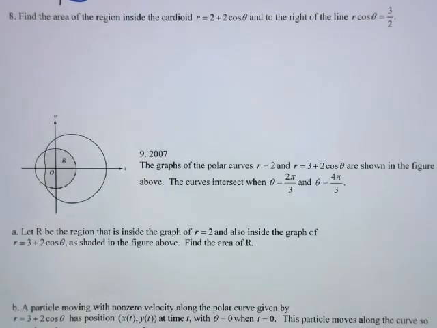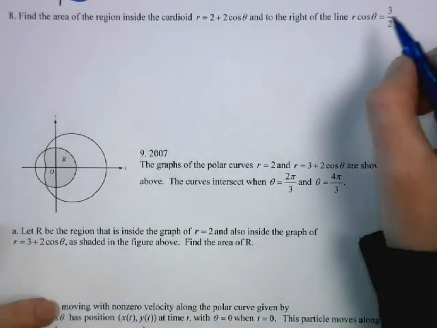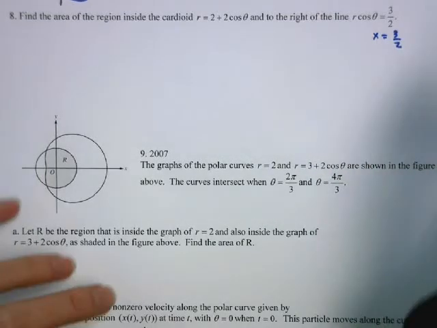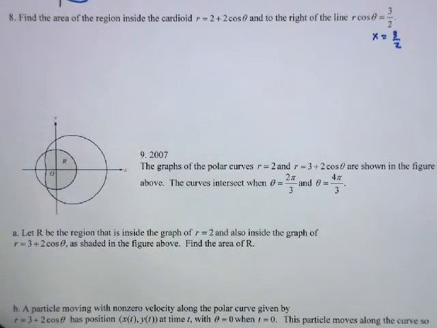Alright, find the area of the region inside the cardioid r equals 2 plus 2 cosine theta, and to the right of r cosine theta equals 3 over 2, which is really the vertical line x equals 3 over 2. So I'll go ahead and draw this.